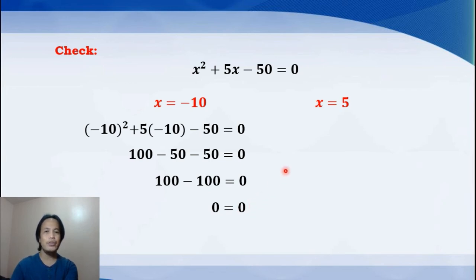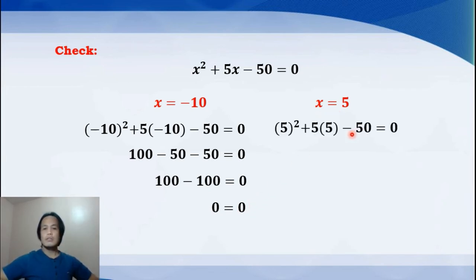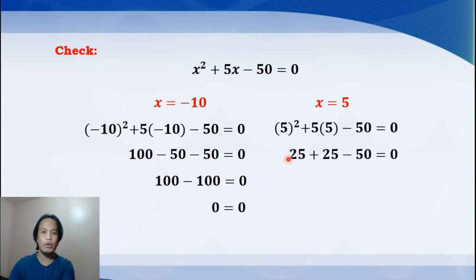Then the next value is x equals 5. So we can have 5 squared plus 5 times our x, which is 5, minus 50. This time, 5 squared is 25. Then 5 times 5 is 25, minus 50 equals 0. Then 25 plus 25 is 50, minus 50 is 0, equals 0.